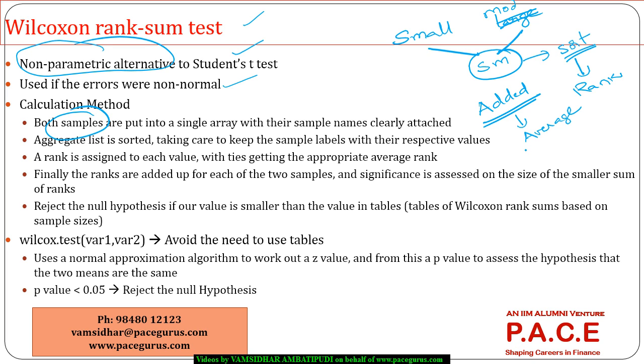Once the average ranks are created and added, we look at the significance with respect to the smaller sum of ranks. Whichever has the smallest sum of ranks is compared against the Wilcoxon rank sum tables. If that sum is lesser than the value given in the table, then we reject the null hypothesis. If that sum is greater than what is given in the table, we do not reject the null hypothesis. That's the typical process.